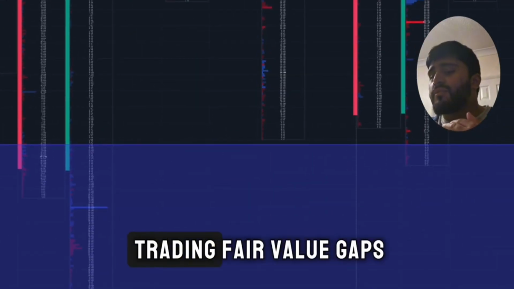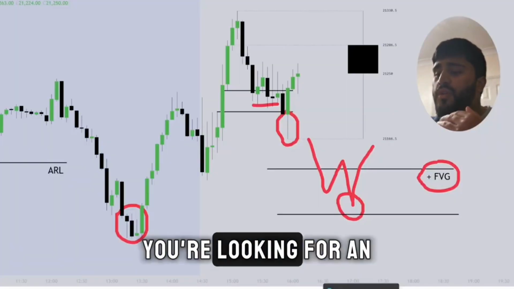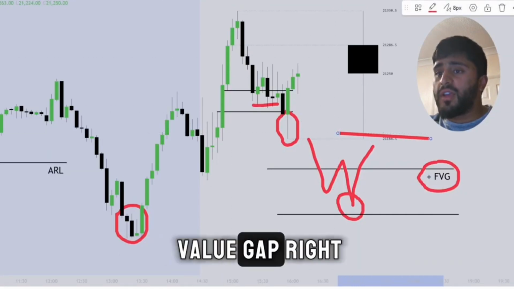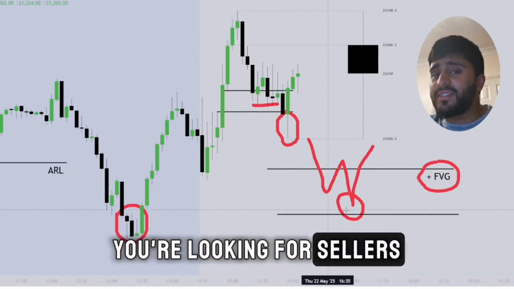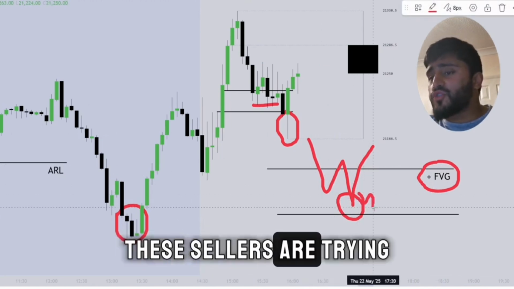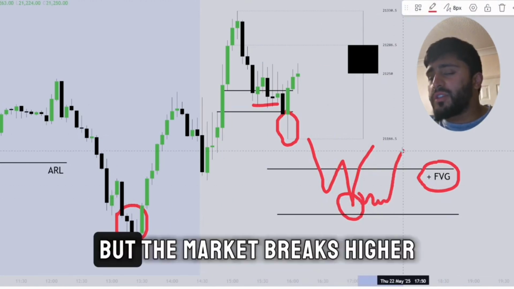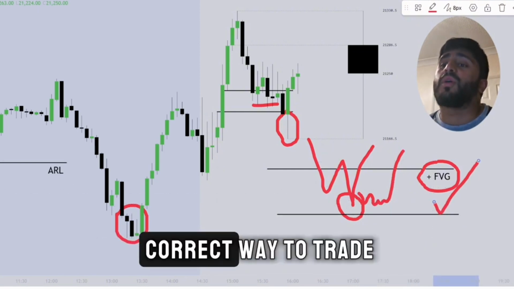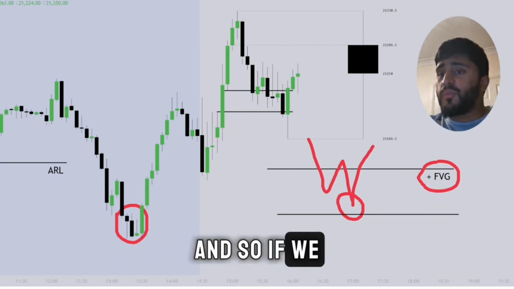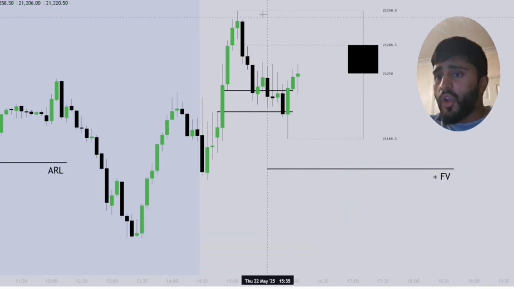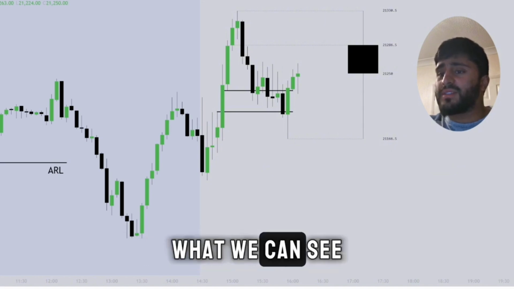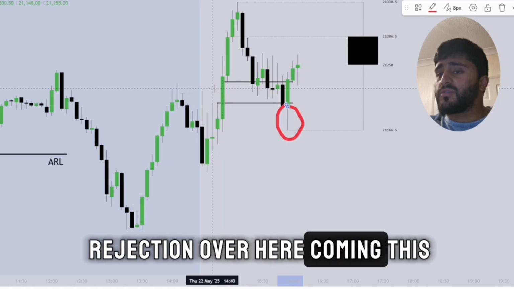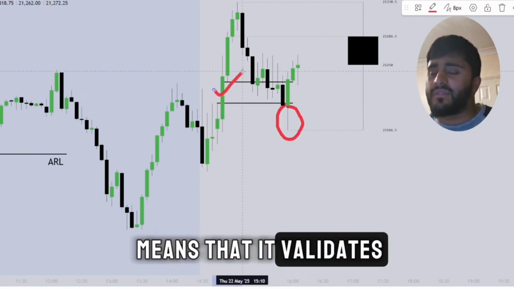And so when you're trading fair value gaps, what I want traders to understand is you're looking for an area of absorption. So when you come into a bullish fair value gap, what you're really looking for is sellers in this region to fail, right? These sellers are trying to drive price down, down, down, but the market breaks higher. This gives you a lot of added confirmation, and it's really the correct way to trade key levels. And so if we break this down one more time on the candlestick charts directly, we can see a large rejection over here, which means that it validates the fair value gap, right?